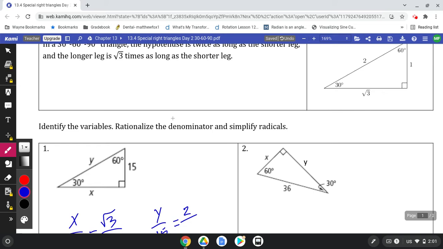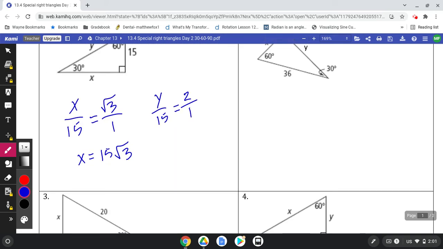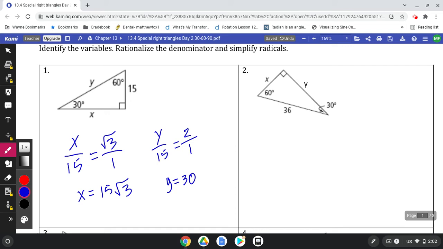Across from 30 is a 1. We cross multiply and we get y equals 15 times 2 would be 30. Okay? And we are done. To the next one. Okay?